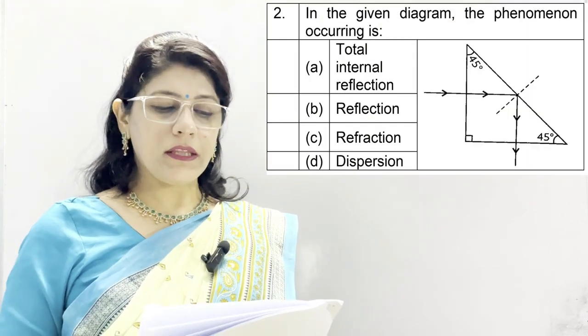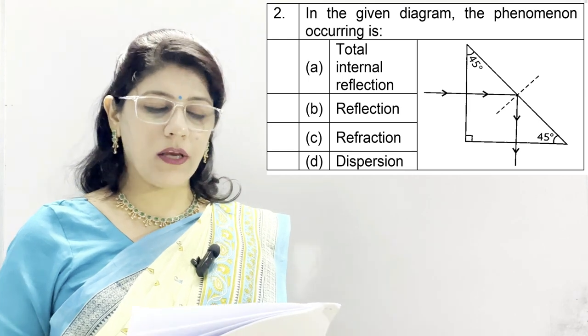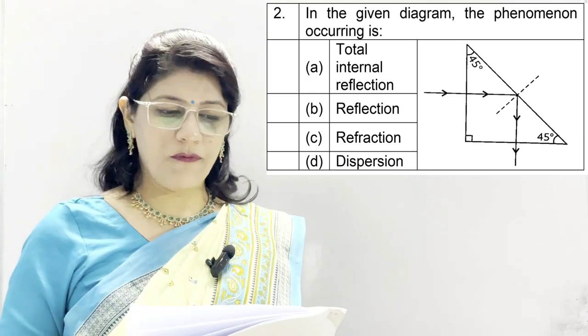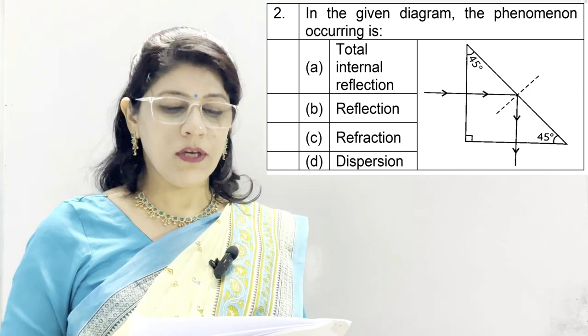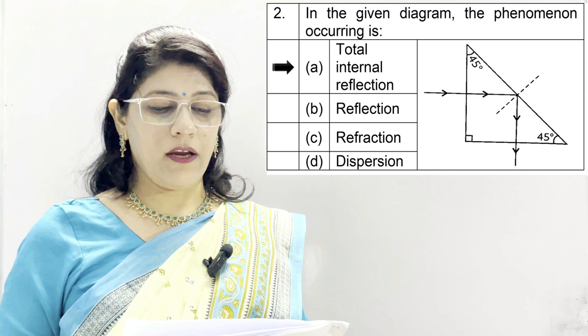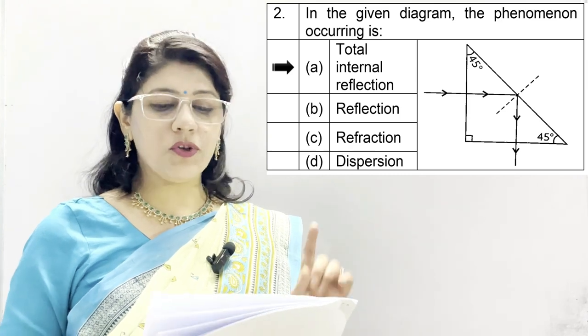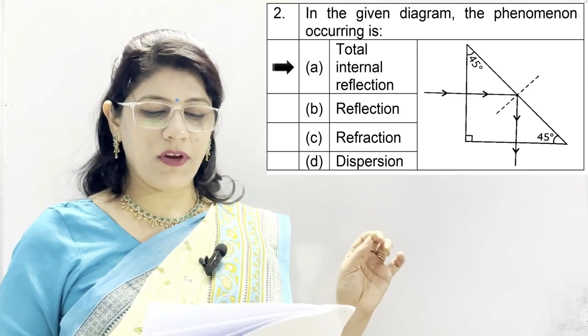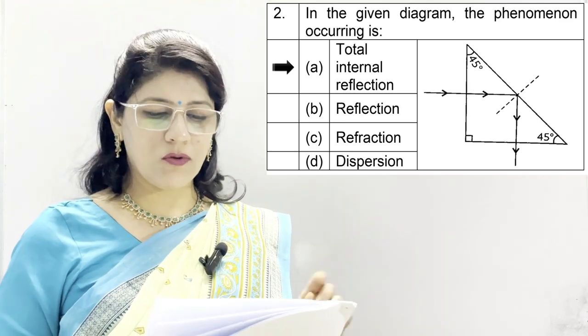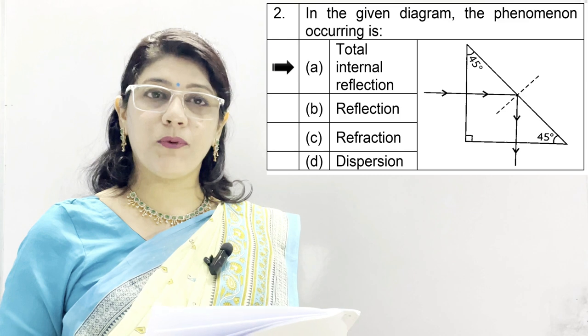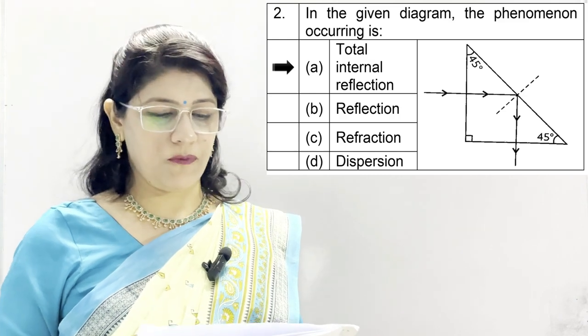Question number 2. In the given diagram, the phenomenon occurring is A. Total internal reflection, B. Reflection, C. Refraction, and D. Dispersion. Answer is A. Total internal reflection, because you can see the ray of light is deviated by 90 degrees, 45 plus 45, by an isosceles right-angled prism by the process of total internal reflection.